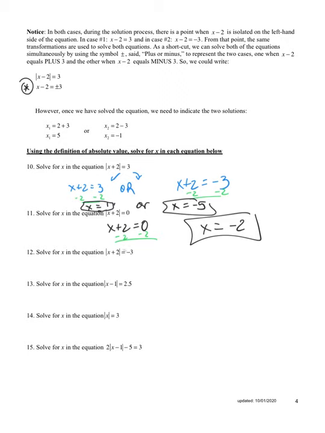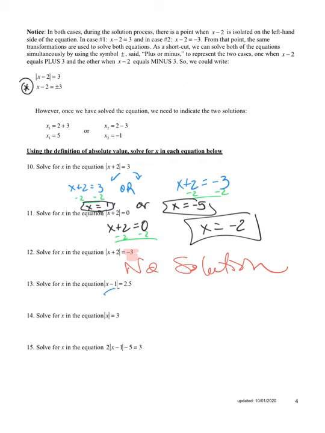Now, looking at the next one, again, this one should alert you. There is something not right here. An absolute value expression set equal to a negative number, no solution. That can never happen. Remember, absolute value means distance. Distance is always positive.